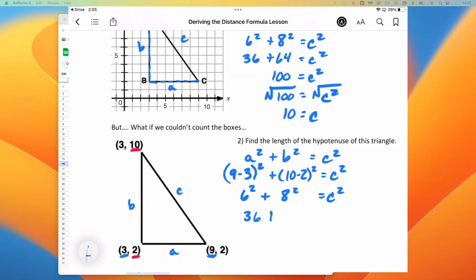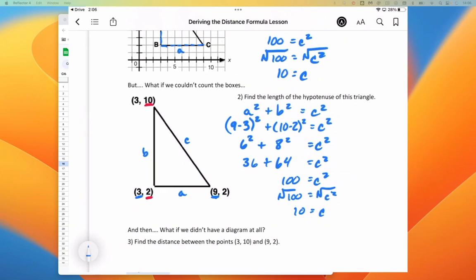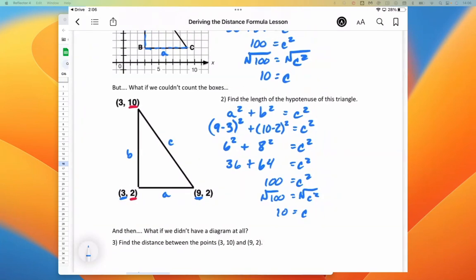So we're going to go through this quick. 36 plus 64. C squared, 100. Square root of 100. Square root of C squared. 10 is equal to C. So that was pretty easy because we were able to subtract the x values to get the 6, and then we subtracted the y values to get the 8.